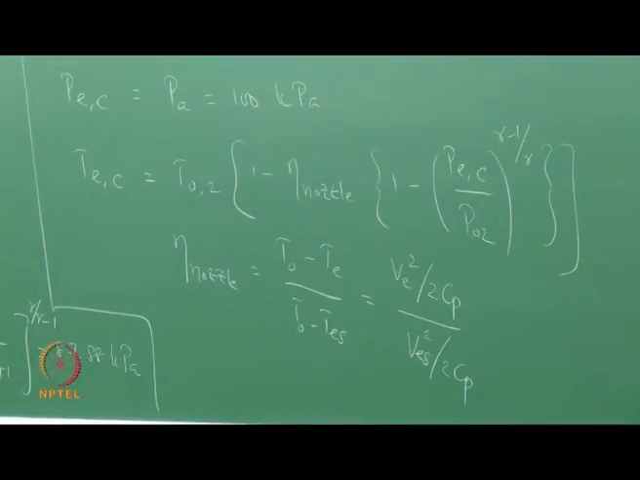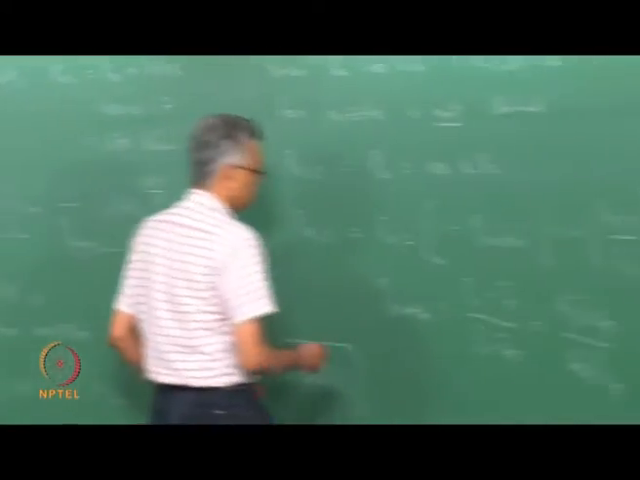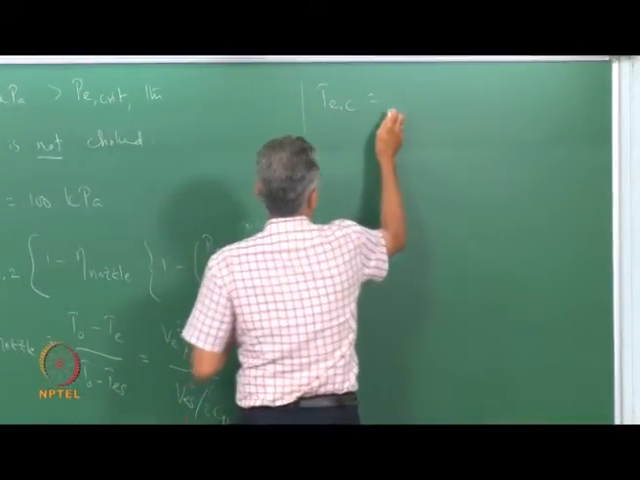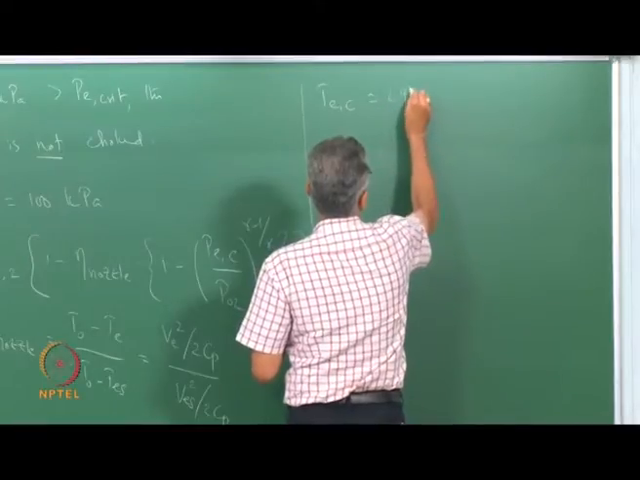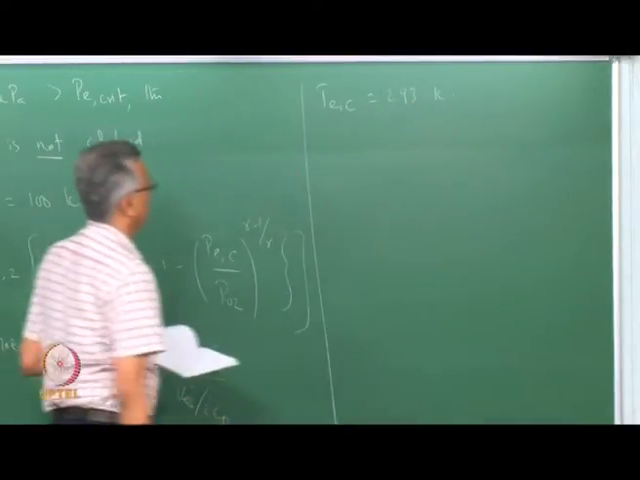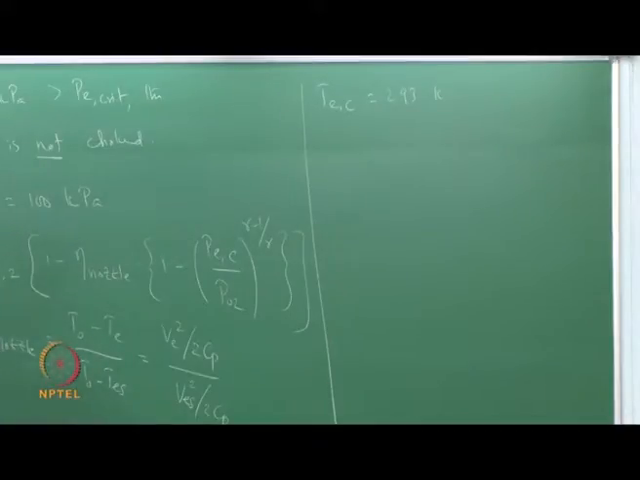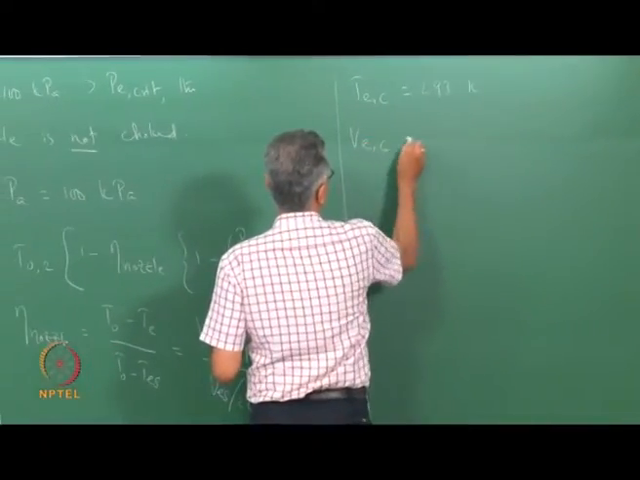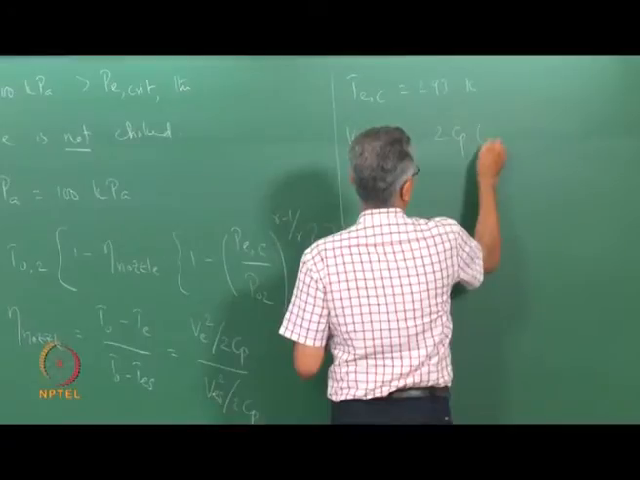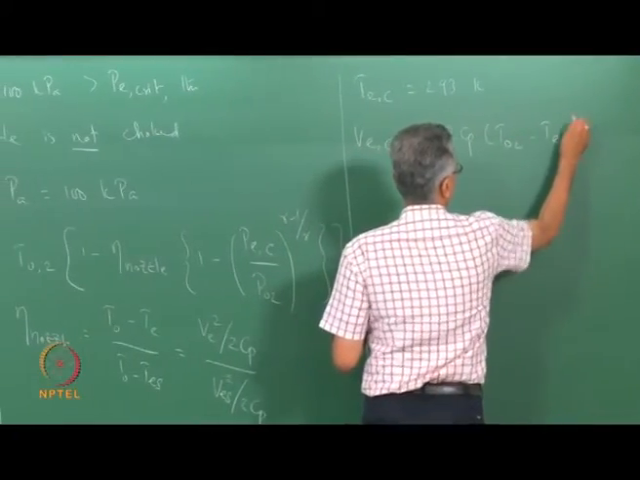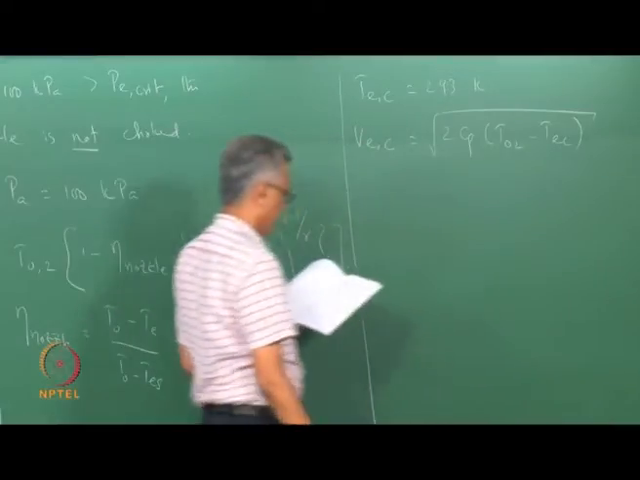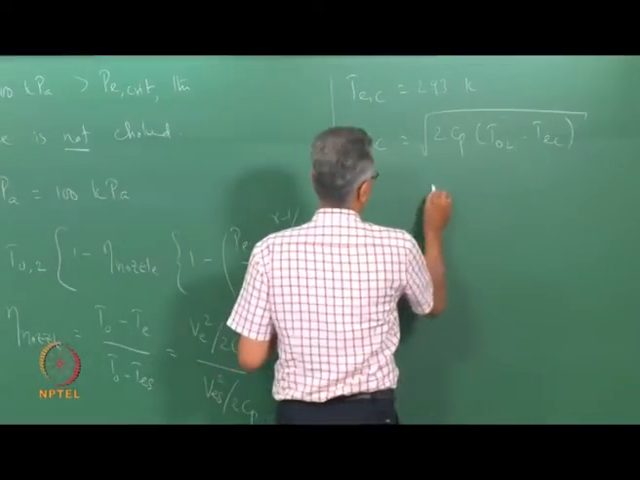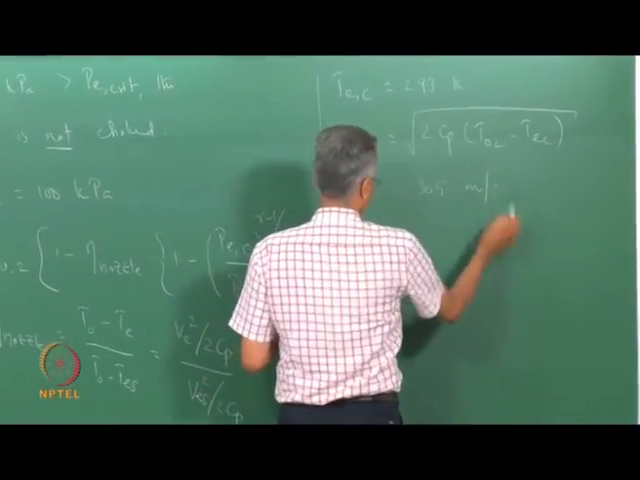So, if I go ahead and substitute the numbers, I get the static temperature TEC, the static temperature at the exit of the cold nozzle, to be 293 Kelvin. And so, the velocity at the exit VEC comes out to be square root of this quantity, and that works out to approximately 305 meter per second.